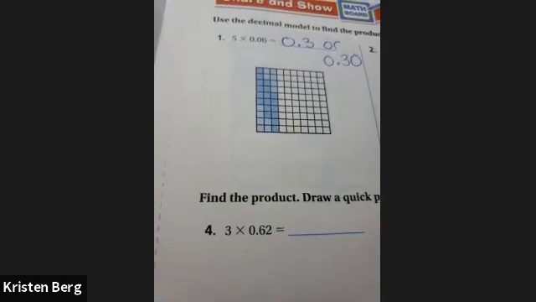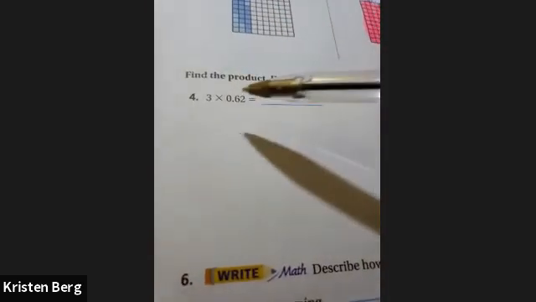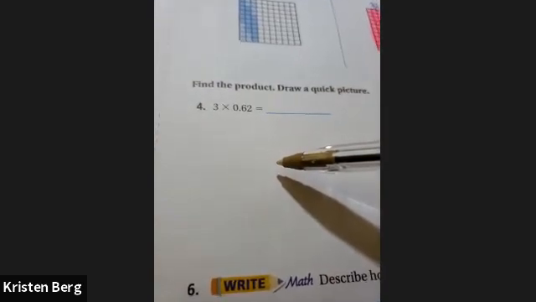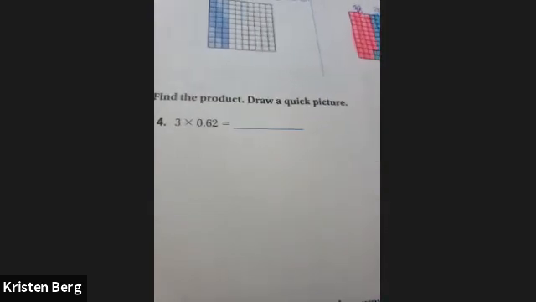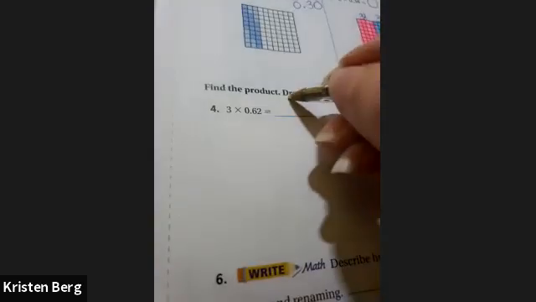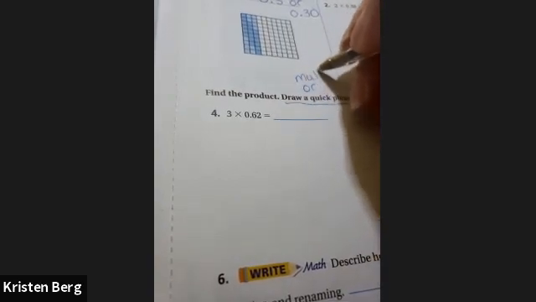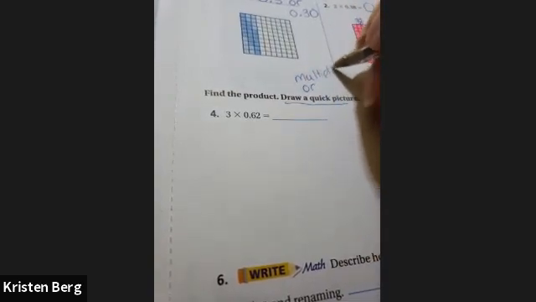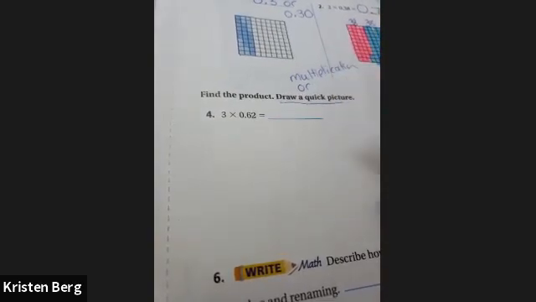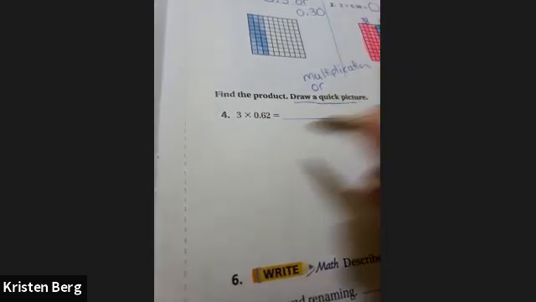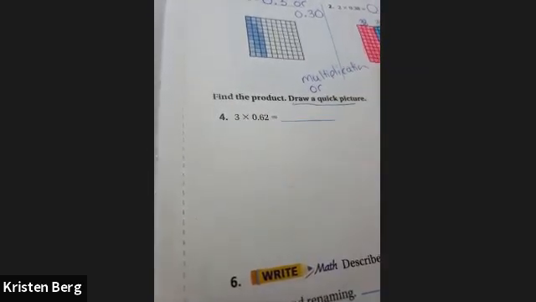Now, it's saying that you could pick one. It says to draw a quick picture to find this. You may if you want to. Again, you don't have to. You can just simply choose either this way or multiplication method, which I was showing you, or just normal multiplication. But I do want to see at least some type of work. I don't want to just see an answer. So I will show both so you know what I'm talking about real quick.